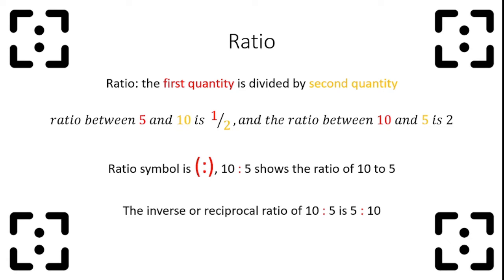The ratio symbol is "to". So 10 is to 5 indicates the ratio of 10 to 5. We can represent the same with the reciprocal or inverse. The inverse and reciprocal ratios are also available, so the term 10 is to 5 is represented as 5 is to 10. So 5 is to 10 is the reciprocal or inverse of the 10 is to 5 ratio. Likewise, we can present ratio values in resource planning problems.